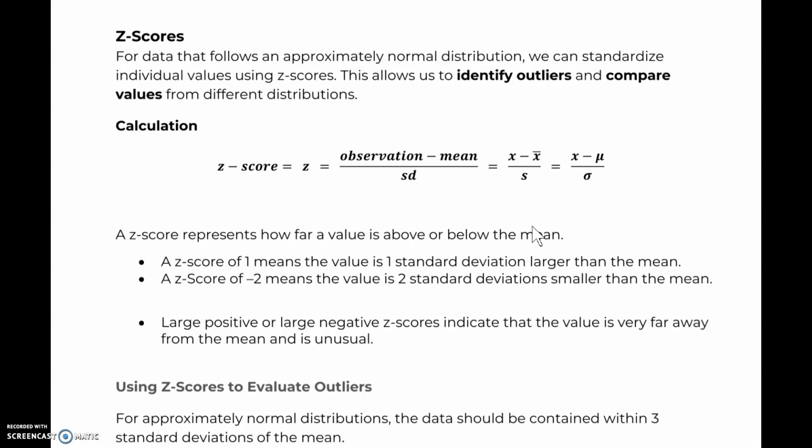The calculation for a z-score is we take our observation, we subtract the mean, and we divide by the standard deviation. So our value x, if we're looking at sample data, we would subtract the sample mean and divide by the sample standard deviation.